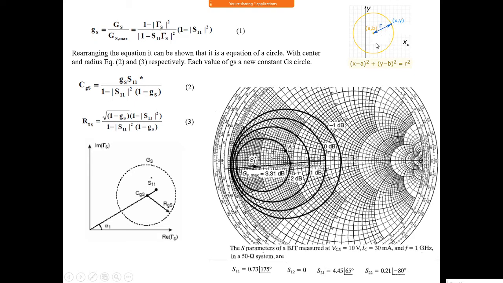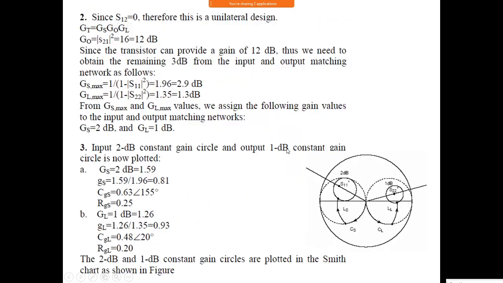Okay, and afterwards the radius, this value we will take and draw the circle. Similarly, first we have to mark the center. So the center we got here is 0.63 at an angle of 155 degrees. That we have to mark on the Smith chart. First you have to mark it, afterwards you have to do this.